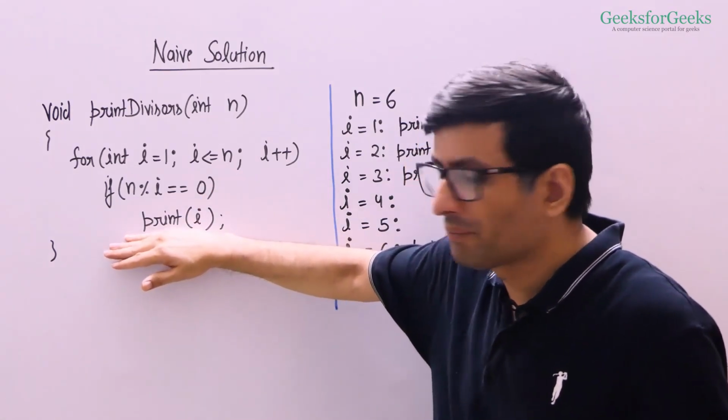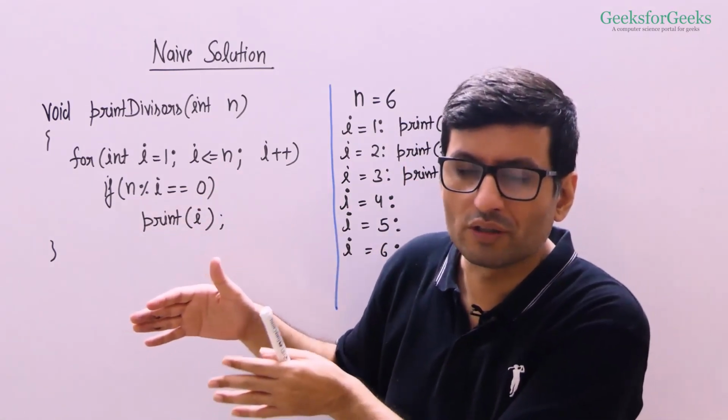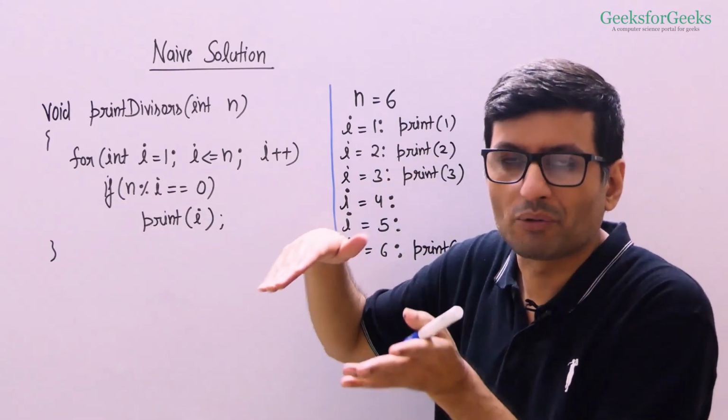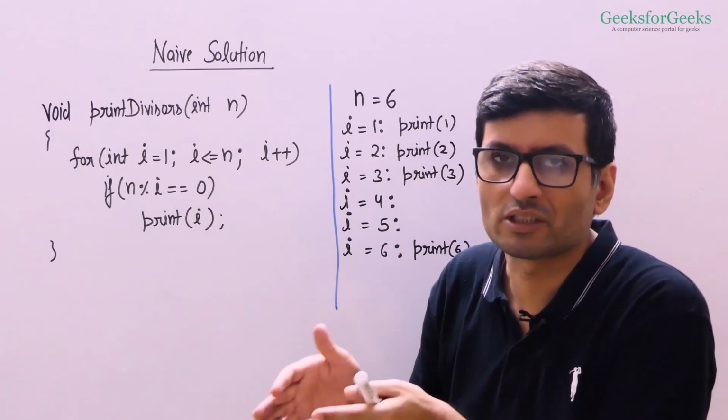See, I have written here print. It's kind of pseudo code. If you're programming in C++, you can replace this print with cout. If you're programming in Java, you can replace it with System.out.print.